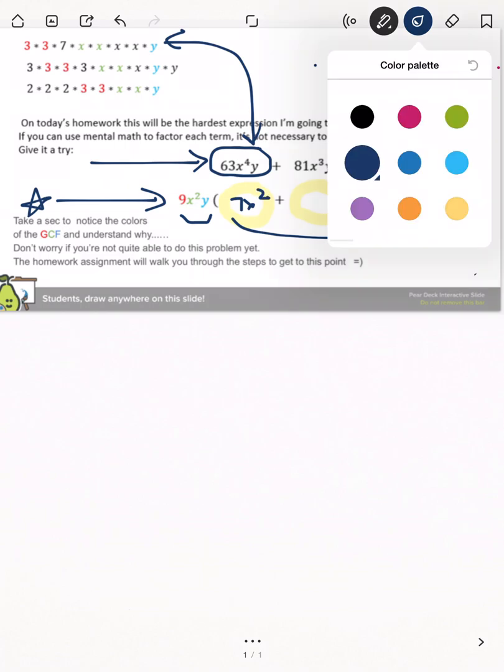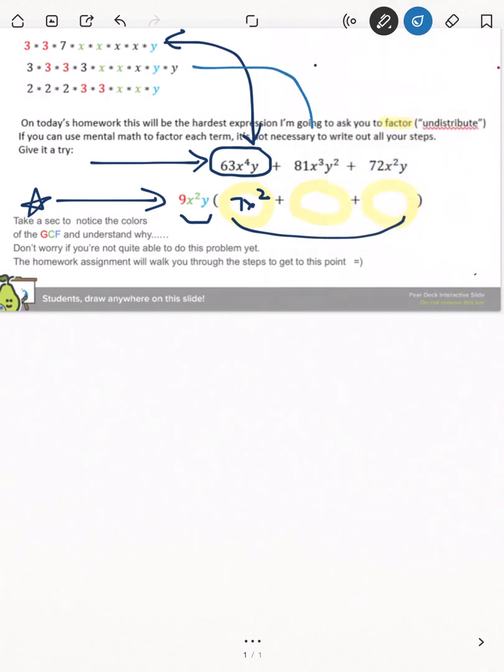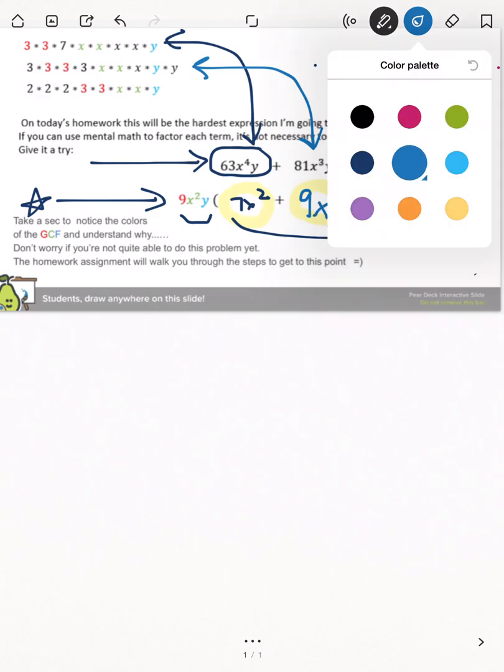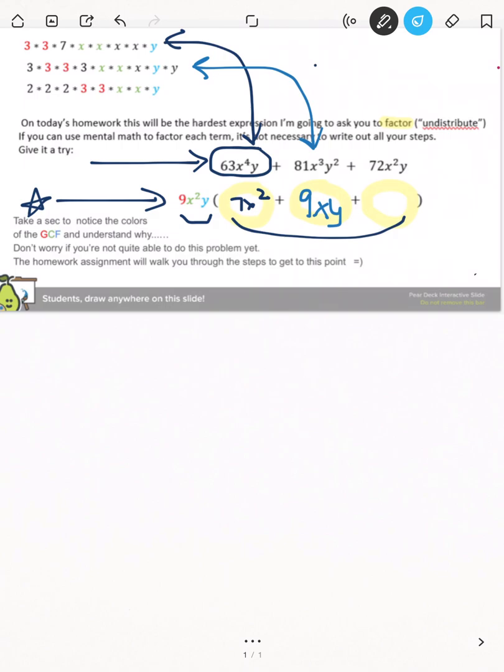We can do that again for the next two terms. Here are all the prime factors that make up 81x cubed y cubed. When I remove a GCF, all I'm left with is 2 3's, an x and a y for 9xy. On the last term, the GCF is the colored terms. The black terms are what remains. And here, all that remains is an 8.